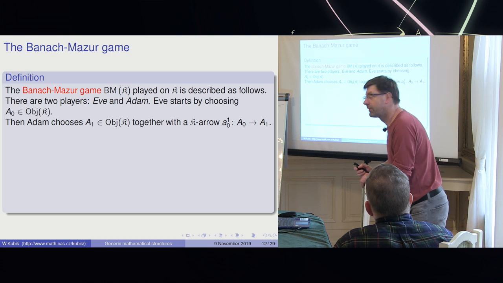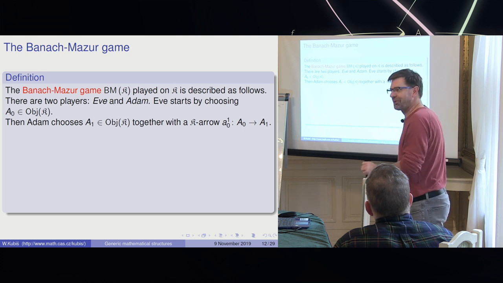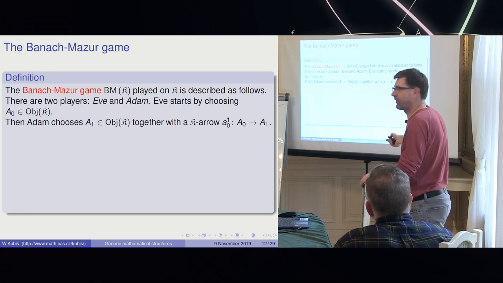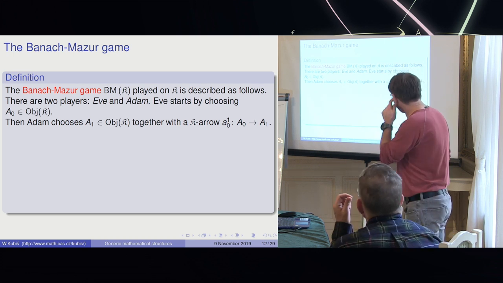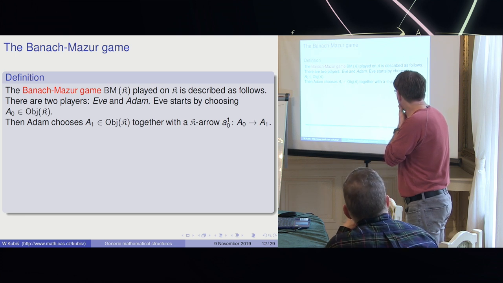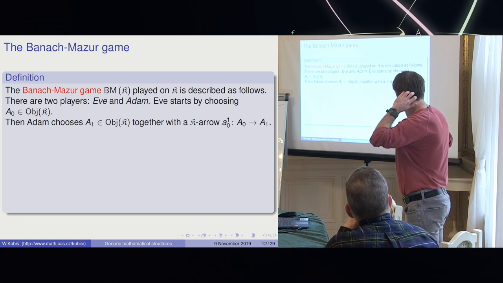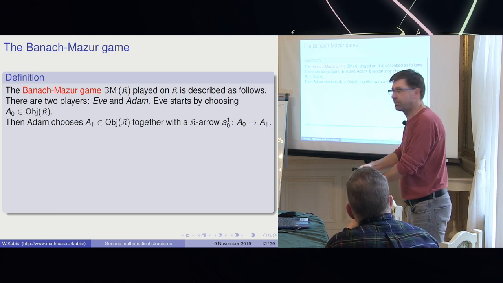Can I just ask, what is this K, the object of...? Yeah, okay. I thought that I should not put the definition of a category anywhere, so K is a category, and this is the class of objects. Any. And Adam responds with some, say, bigger objects. So imagine that the arrows are some sort of embeddings, although it could be something completely different.